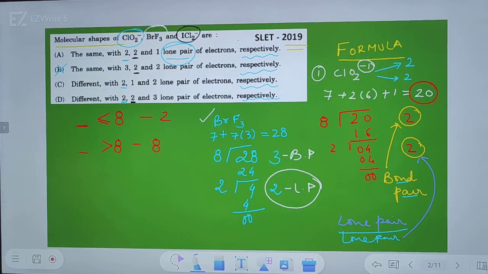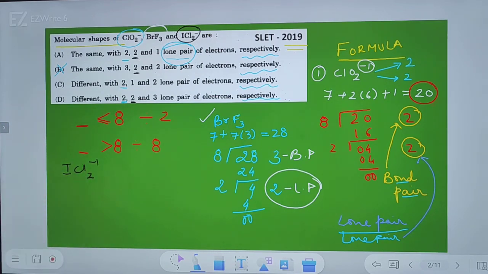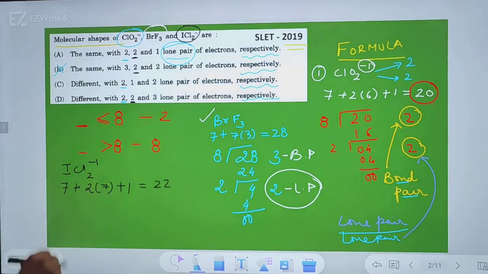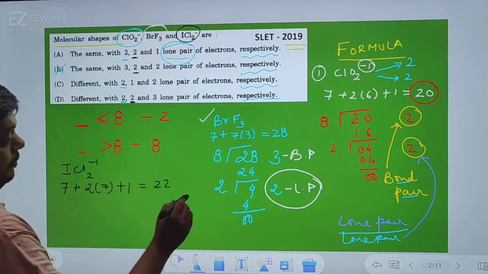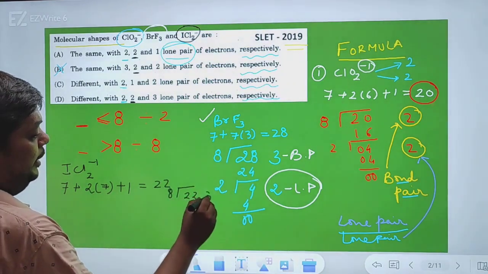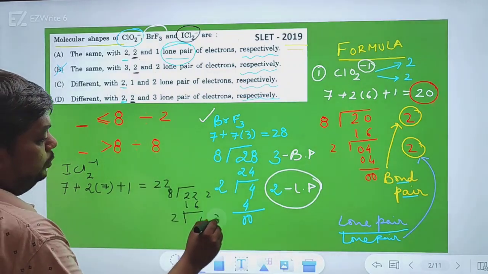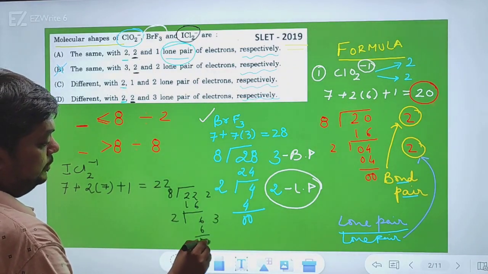Going with the third example, ICl2 minus 1. Whenever I say ICl2 minus 1, 7 from iodine, 2 into 7 from chlorine plus 1 excess, so it is 21 and 1 are 22. So whenever I have this number 22, I will just divide it by 8, so I will have 8 2 times 16, I am left with 6, 2 3 times 6, so 0.